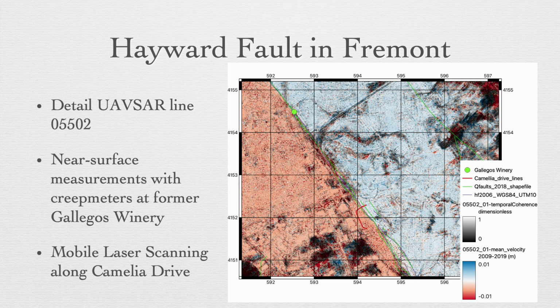In this area, we have 2 areas of detailed ground measurements, including the creep meters installed by Roger Bilham at the Gallegos Winery, former Gallegos Winery, shown by the green dot, and a set of mobile laser scanning measurements made by my colleague Ben Brooks and colleagues at the USGS along this red line down here.